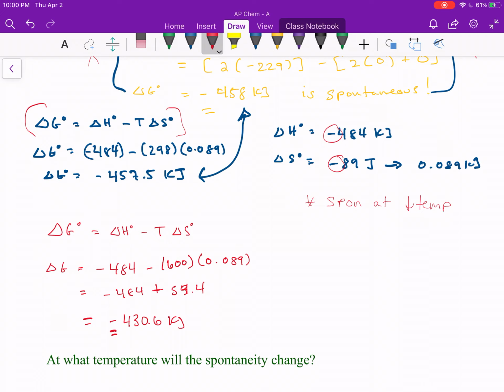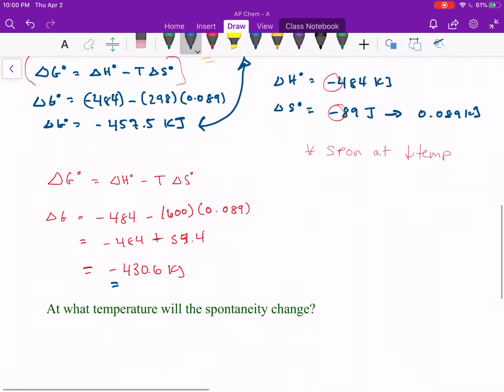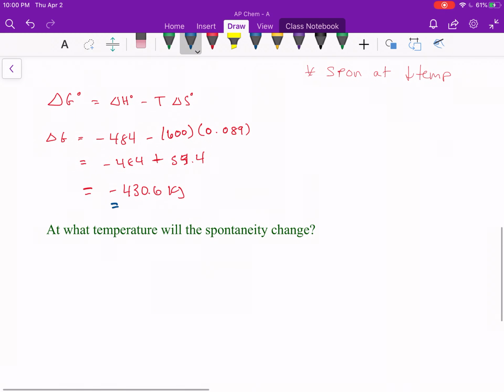the closer it gets, the less spontaneous it's becoming. So we'd expect as we increase the temperature, in this case, since H and S are negative, that it's going to become less spontaneous as we go along. So then the question becomes, at what temperature will we actually see the spontaneity change? Right? We're like, oh, well, I don't know.